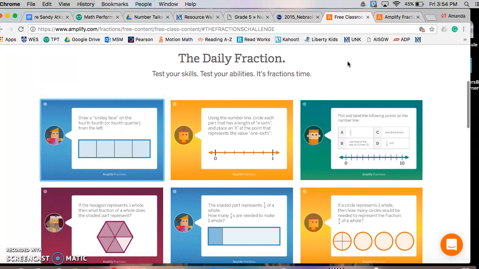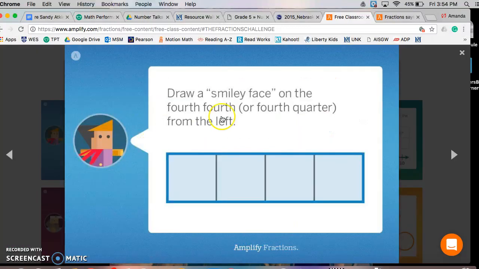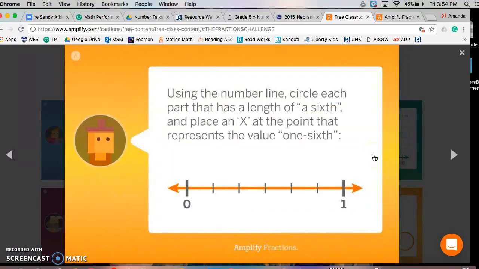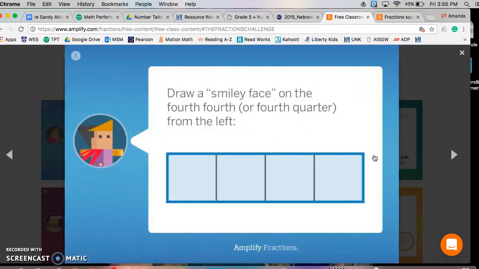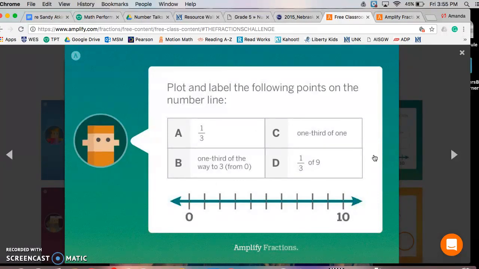So if we take a look at the daily fraction, my thoughts on using this are as another way to do a number talk. So if we click on one example, a problem will arise, and I love that it already has a visual, so they're connecting a fourth to fourth quarter, also to a visual. And if we slide through, we'll see that fractions can be represented in different ways. So we had a rectangle, we have a number line, we have another number line, and I like that the answer choices are showing fractions in multiple ways.